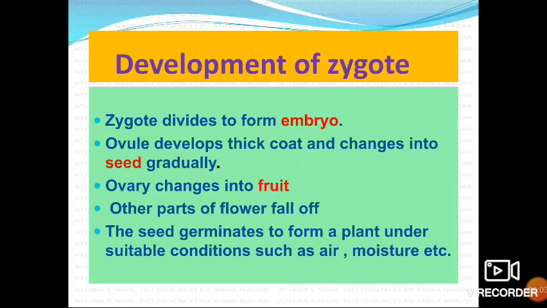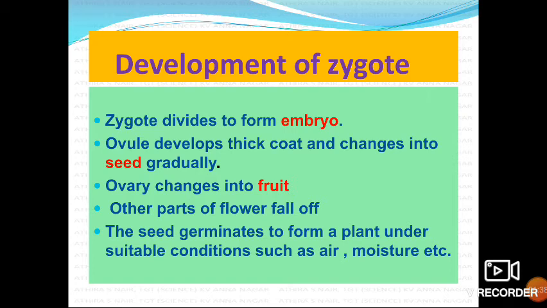Now inside the ovule, the embryo is formed. Now the ovule develops a thick coat and changes into a seed. That is, the ovule changes after fertilization. The zygote will develop into the embryo and the ovule will develop into the seed. And the ovary itself changes into a fruit. Other parts of the flower fall off. The seed germinates to form a plant under suitable conditions such as air and moisture.